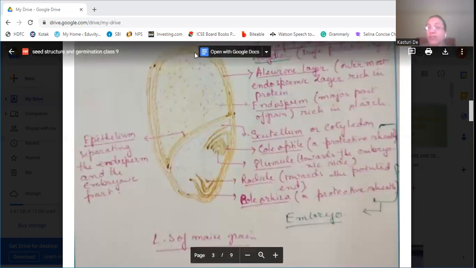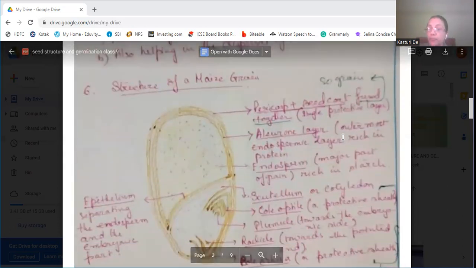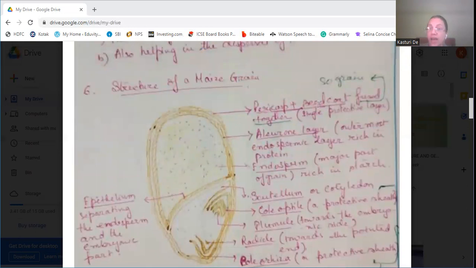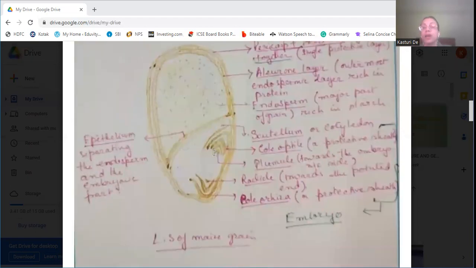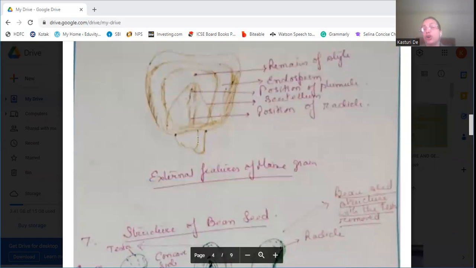So first comes the pericarp and the seed coat, which are fused together. That's why it's called a grain. Then lies the aleurone layer, which is the outermost endospermic layer. Then comes the endosperm that is rich in starch. Then comes the embryonic part, which is separated from the endosperm by an epithelial layer. Then we'll find the cotyledon, which is known as scutellum here, and in the embryo, the plumule is covered by coleoptile, then the radicle, which is again covered by coleorhiza. Clear now? Next we are coming to the external feature of the maize grain.